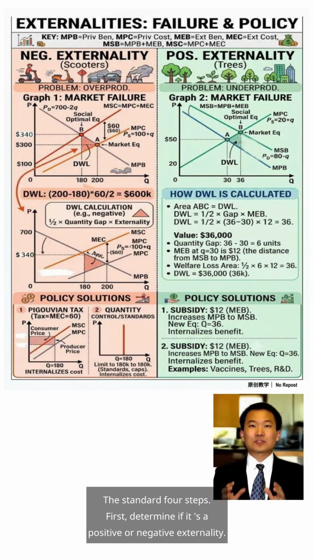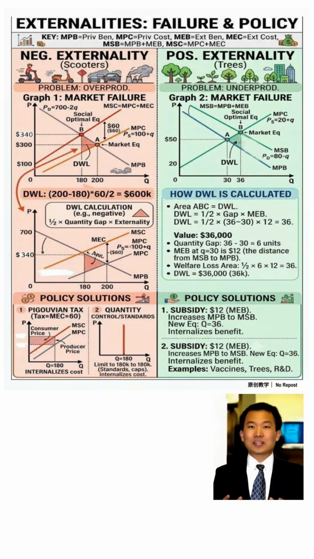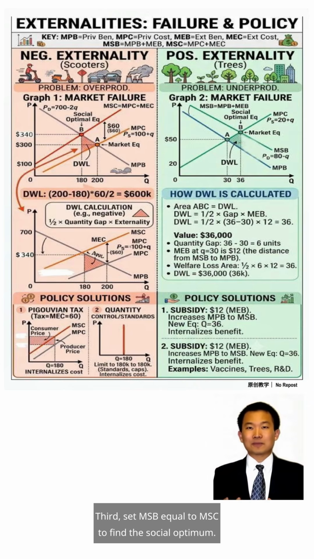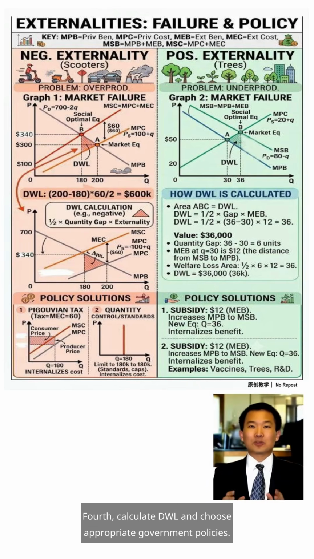The standard 4 steps. First, determine if it's a positive or negative externality. Second, establish MSC or MSB. Third, set MSB equal to MSC to find the social optimum. Fourth, calculate DWL and choose appropriate government policies.